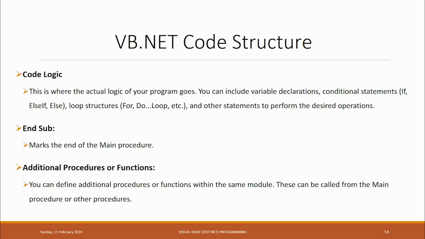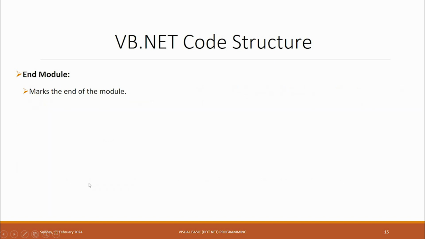So in the code structure now, the top one, right? In the code structure, you realize that we had module, and the module had the end module, okay, and you have the sub main, and the sub main too had an end sub. So here we have end sub, and we're saying that it marks the end of the main procedure. Then you have the additional functions. So if you have several functions in your application, you define them at the specified area in the code structure. Okay, so the end module as well.